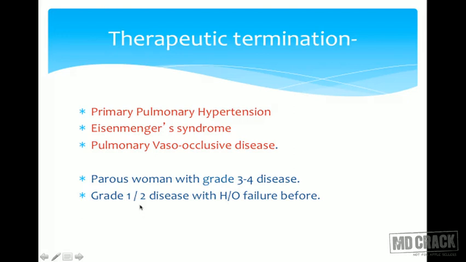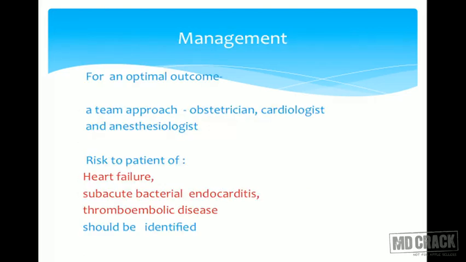Grade 1 or 2 disease, by NYHA classification, but if they have a history of failure before, then again their risk increases in pregnancy. You can again advise them termination if they are pregnant. Now, how to manage the cardiac disease patient? It's a team approach: obstetrician plus cardiologist plus anesthesiologist. Good team. Tertiary care center is mandatory. All the facilities should be available. Availability of a person doesn't suffice. Anytime any complication can happen. So good care requires a good center plus trained people.